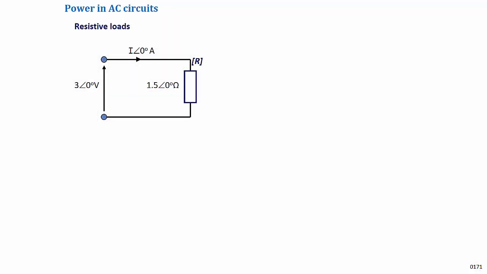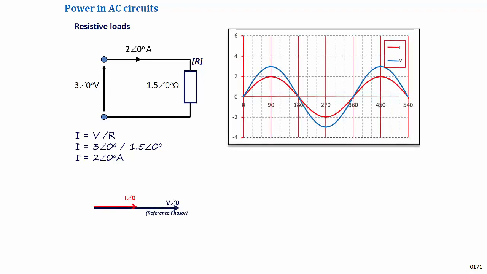Consider the following resistive circuit with a 3-volt AC supply and a load of 1.5 ohms. By Ohm's law, this circuit will draw a current of 2 amperes. And since the load is purely resistive, the current will be in phase with the supply. The power drawn from the supply at any point along the horizontal axis may be calculated by multiplying the instantaneous voltage by the instantaneous current.